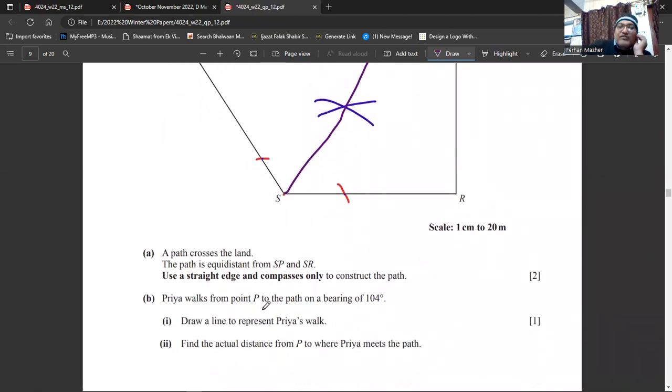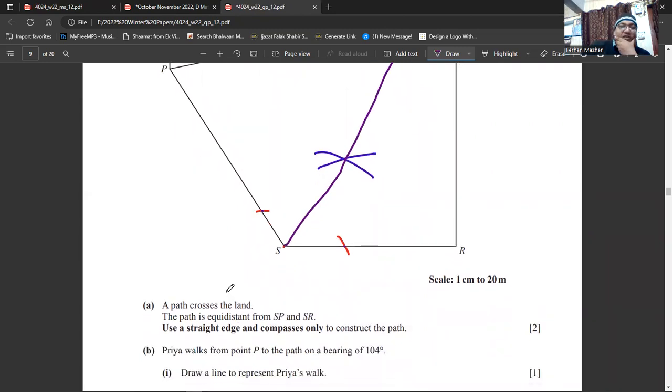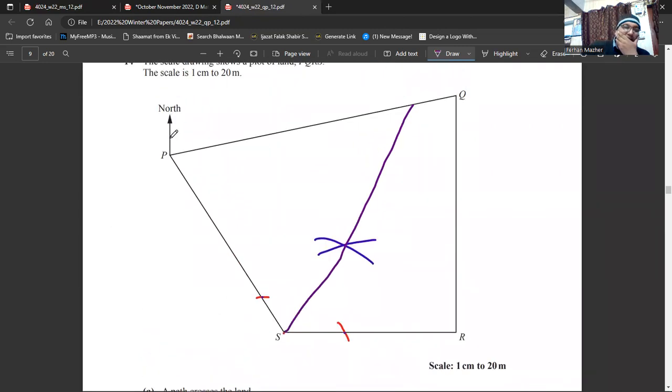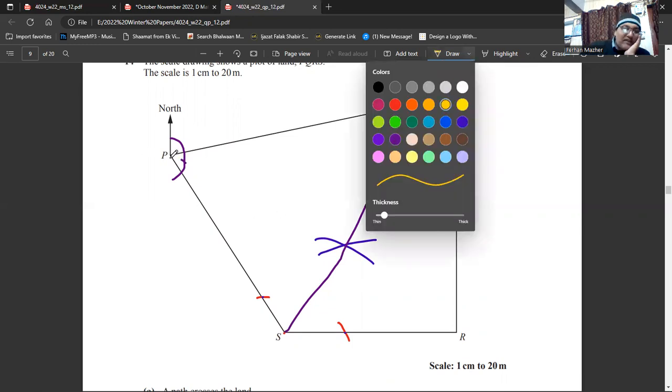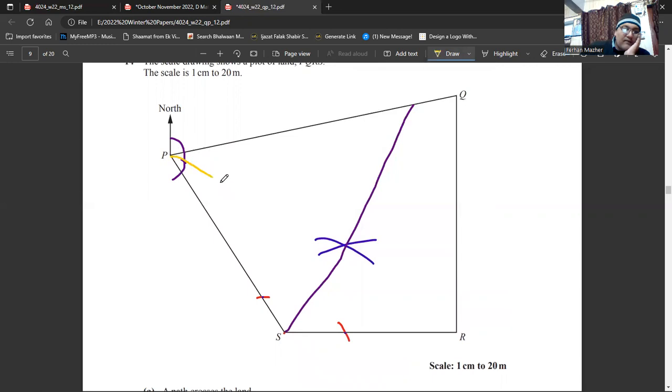Then Priya walks from the point P on a bearing of 106. Draw a line to represent Priya's walk. So she's walking from point P, and so I will put my protractor here like this. And I will mark where is 106. I hope it will be somewhere here. So then I will draw that line. So for example, I will draw that line.